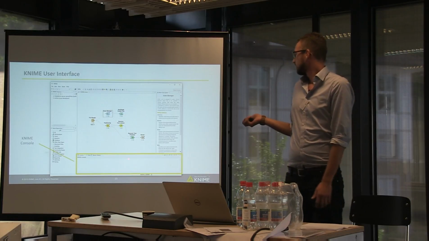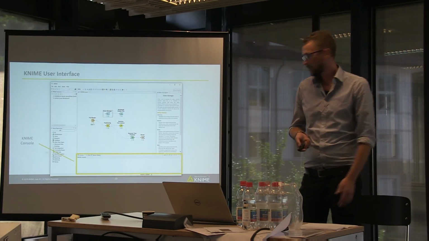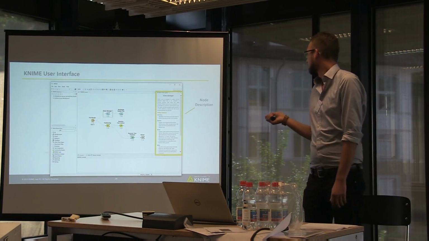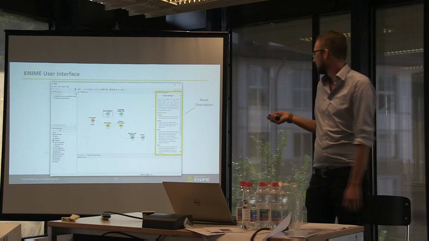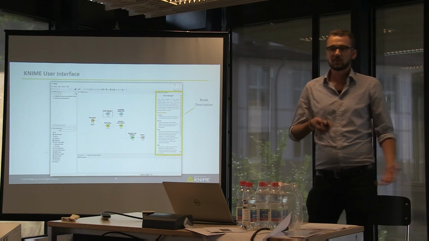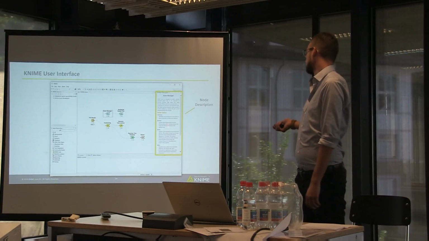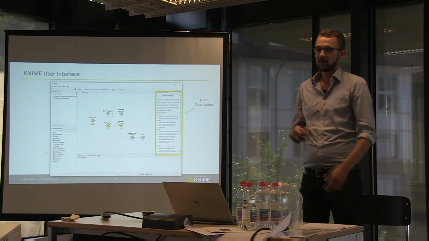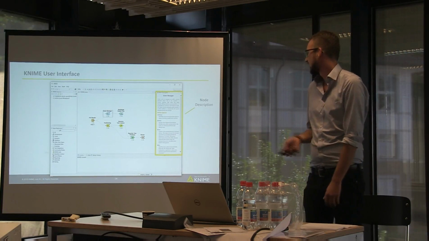Then here on the bottom we have the console, which shows outputs of the node. And here on the right we have the node description. So if you click on the nodes, you would get a detailed description of what the node is doing here on the right, and see some information about the configuration options it has.